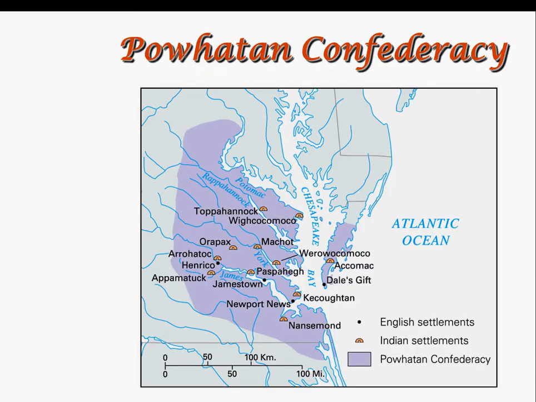Powhatan Confederacy, there were tribes living in the Chesapeake area, a loose confederation, and you can see that the settlements, the white settlements, were intermingled among them. And this is going to cause friction.